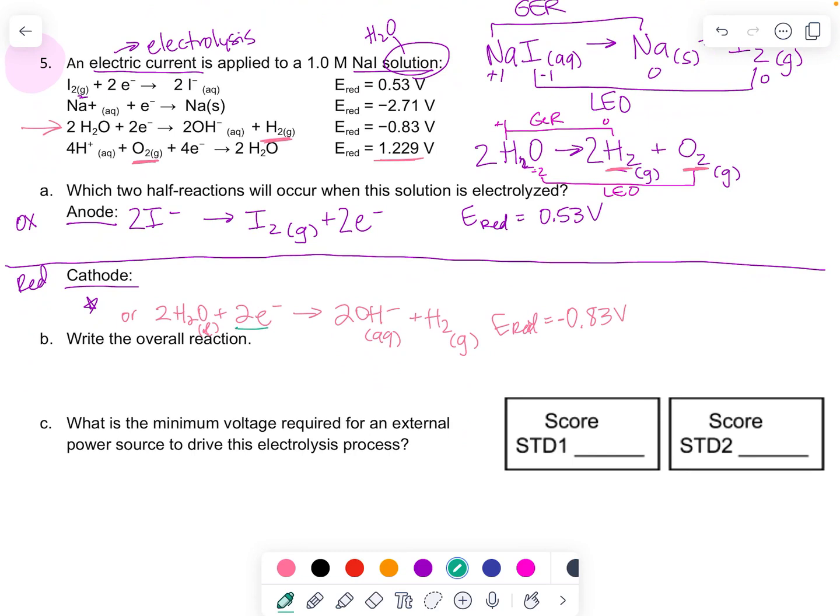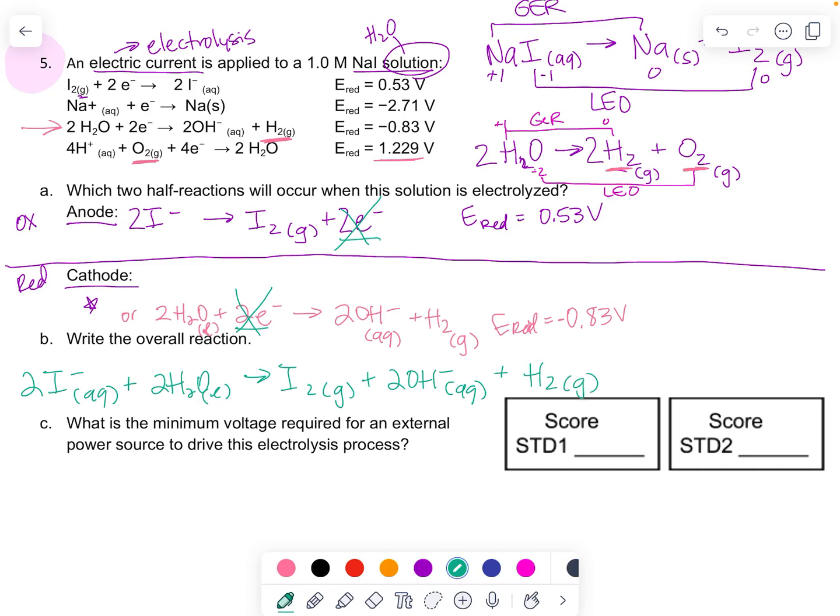All right, so now it says to write the overall reaction. My electrons agree, so I don't need to multiply anything through, so I'm literally just going to add them together. Anything that's on both sides will cancel out, and that is the only thing that will cancel. So 2I minus aqueous plus 2H2O liquid is going to make I2 gas plus 2OH minus aqueous plus H2 gas.